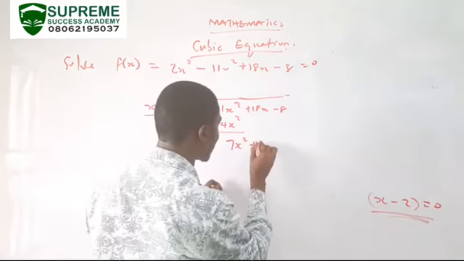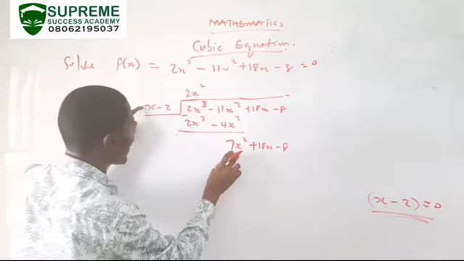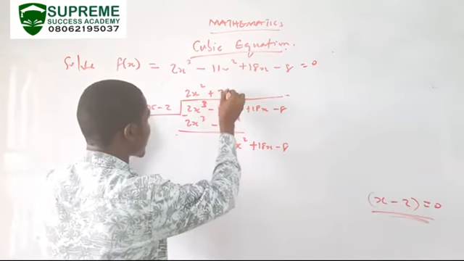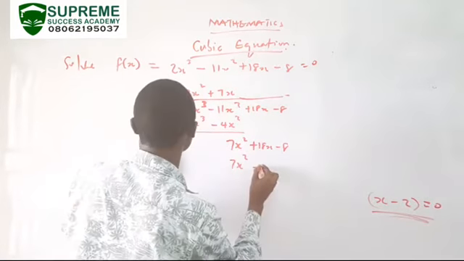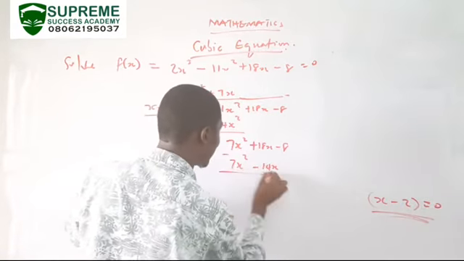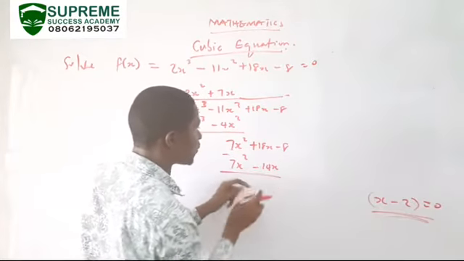Right? Bring this one down, plus 18x minus 8. This divided by this will give us what? Plus 7x. This times will give us what? 7x squared. This times will give us minus 14x. Then you subtract again. This will be 0. 18 plus 14 will give us what?